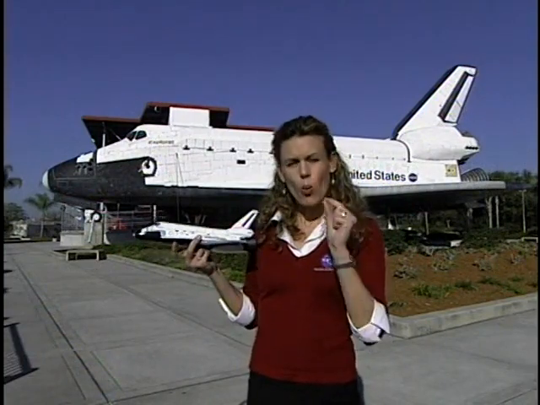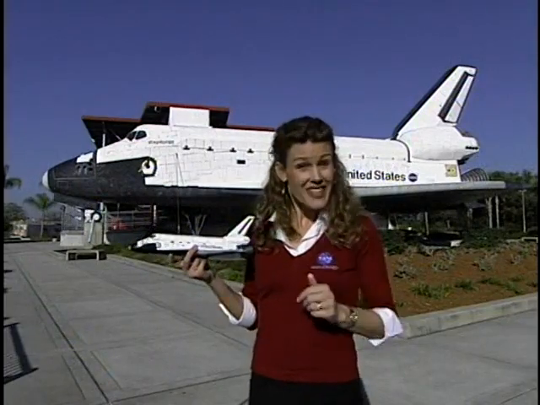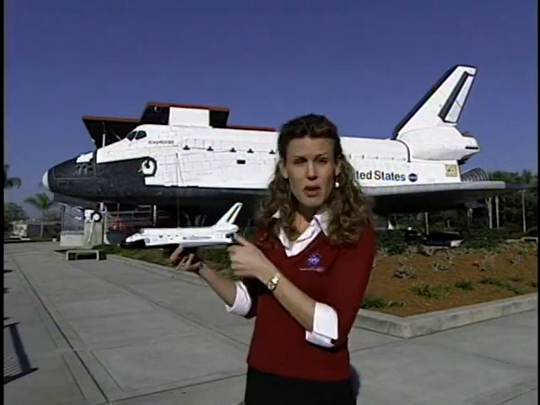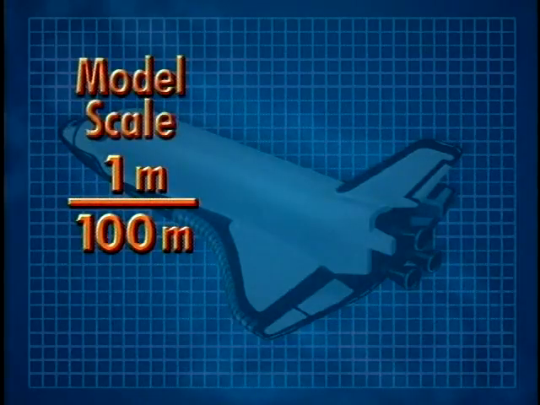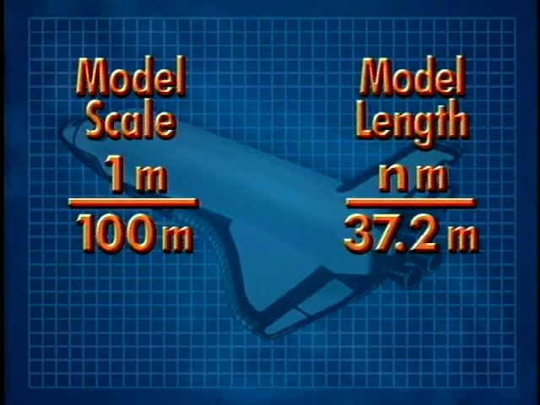Now this shuttle model is a 1/100th scale of the actual space shuttle. Now that is 1 meter equals 100 meters. So using that scale, let's set up a proportion to calculate the length of this space shuttle model. The first ratio is the model scale, and the second ratio is the length of the model to the actual shuttle length. N represents the length of the shuttle model. We set these two ratios equal to each other.